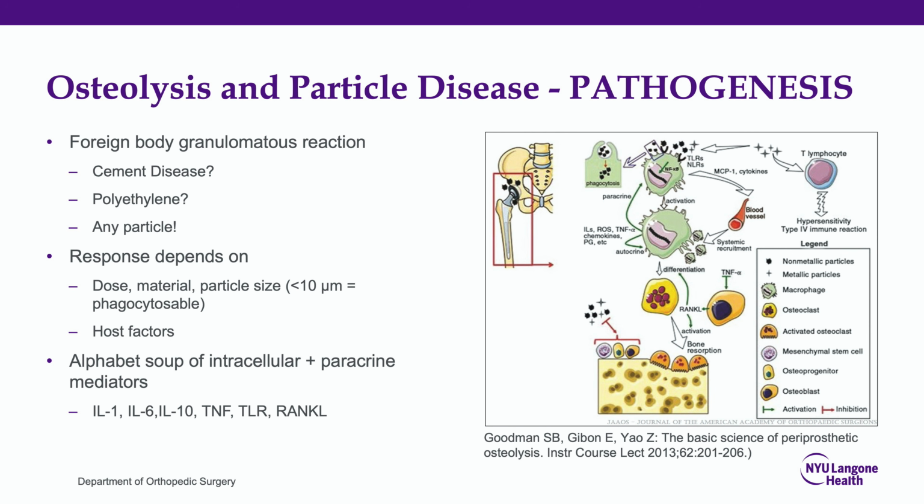The ones that can be phagocytosed, that are smaller than 10 micrometers, are much more likely to elicit osteolysis and synovitis. And there are host factors. There are patients who seem to be responders and non-responders. And there's really an alphabet soup of intracellular and paracrine mediators that play a role. Several of the interleukins do, as well as TNF and the toll-like receptor and RANK ligand. And this is science that continues to evolve day by day and week by week.